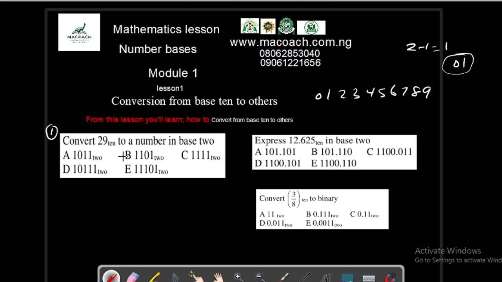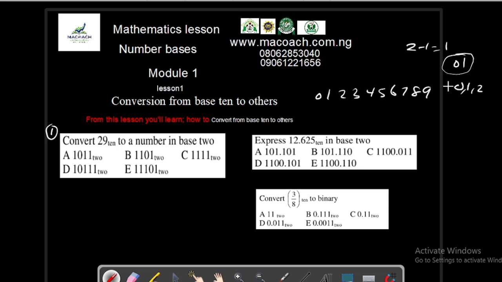Look at the options here. There's no option that has a digit more than 0 and 1. So if it is base 3, the highest digit you can find in base 3 is 2. That is 0, 1, and 2. That's the range of digits you can find in base 3.